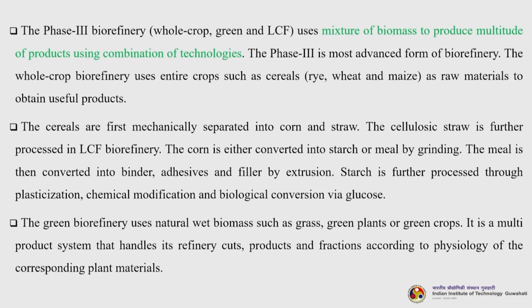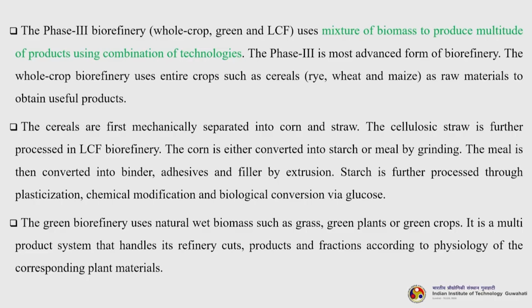The phase 3 biorefinery, which takes into account the whole crop, green and LCF, where LCF is the lignocellulosic feedstock, uses a mixture of biomass to produce a multitude of products using a combination of technologies. So, in phase 3 we have different types of biomass plus different types of conversion technology plus different types of products. So, phase 3 is the most advanced form of biorefinery.